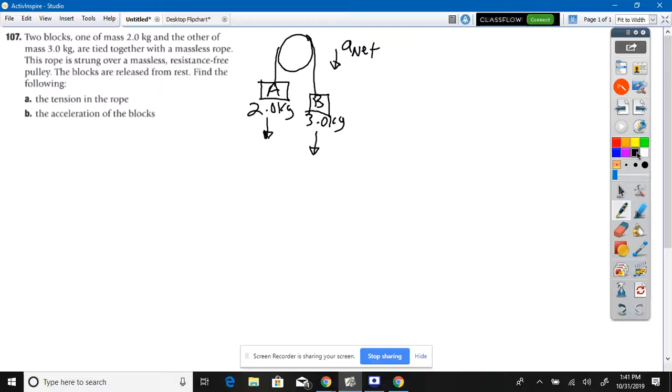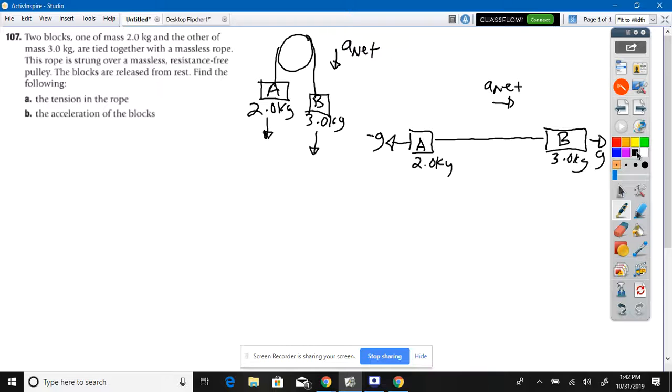Now, once you take the string off the pulley, make it a tug of war. So this was block B, 3.0 kilograms, and this was block A, 2.0 kilograms. Now we've turned it into a tug of war. Which way should our gravity arrows be pointing? Out. So gravity pulls this way, which we can make negative, and this way positive, and we'll have a net acceleration that way.